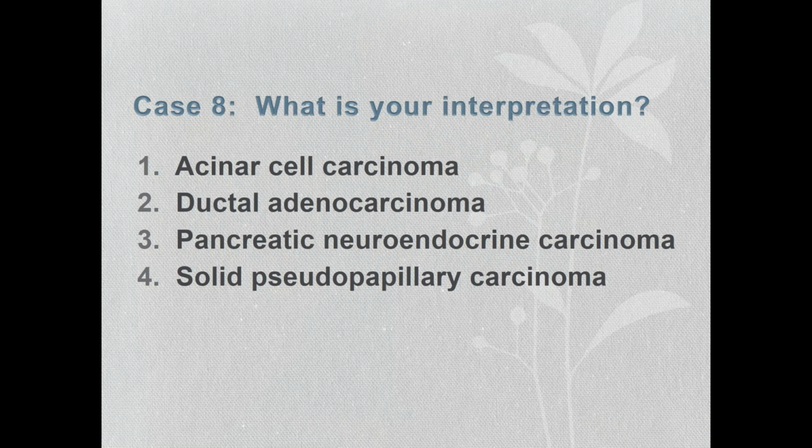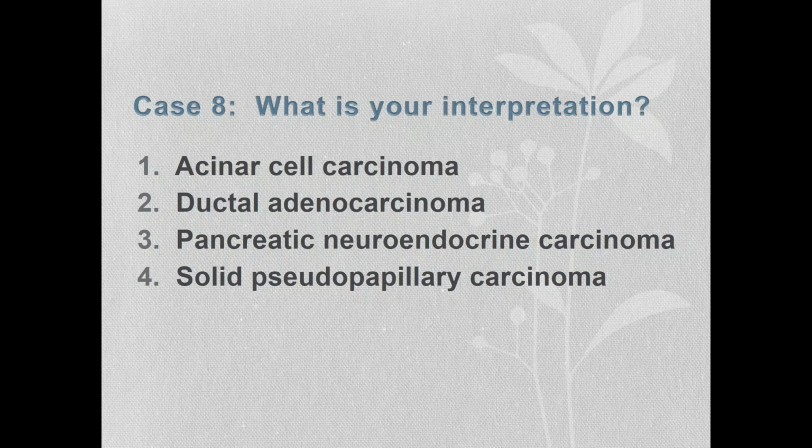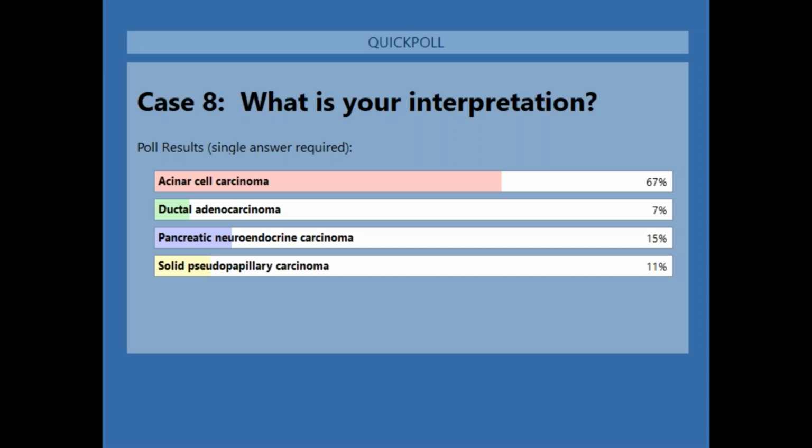So what is your interpretation in this case? Is this an acinar cell carcinoma, a ductal adenocarcinoma, pancreatic neuroendocrine carcinoma, or a solid pseudopapillary carcinoma? Okay, the poll is now open. Give it a couple of seconds. Beautiful images again. And I'll ask Joanne to close the poll and share.